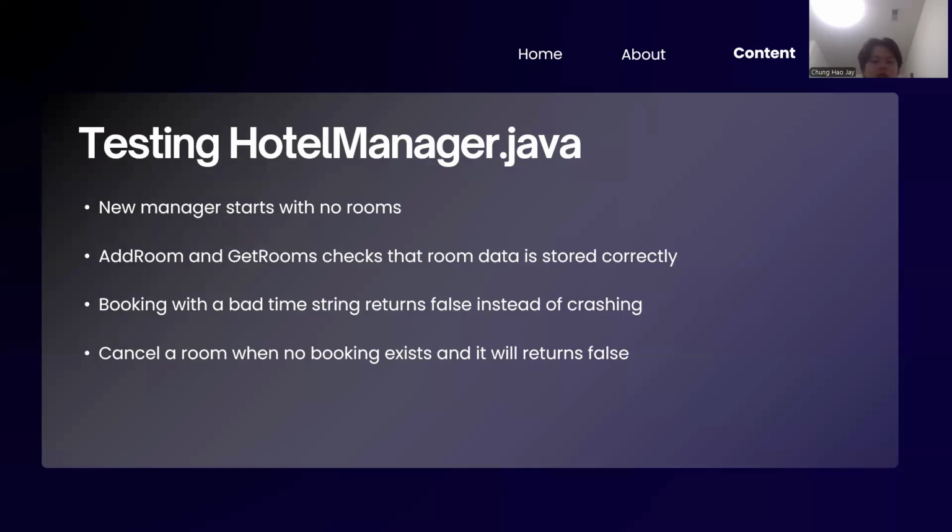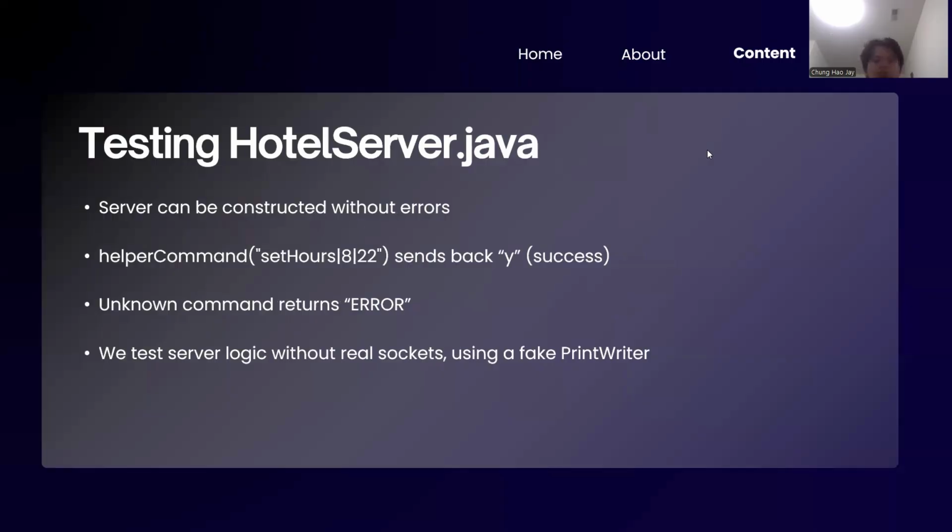For the next slide, we have HotelServer.java. Basically, for this slide, we make sure that the HotelServer object can be constructed without errors. We also use a helper command. Sending the command set hours 8 22 correctly returns Y for success. We also tested that unknown or invalid commands return an error.